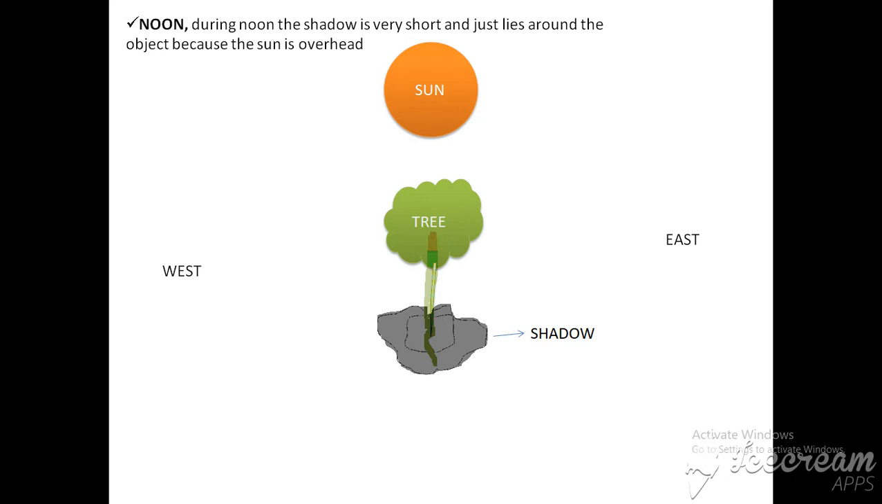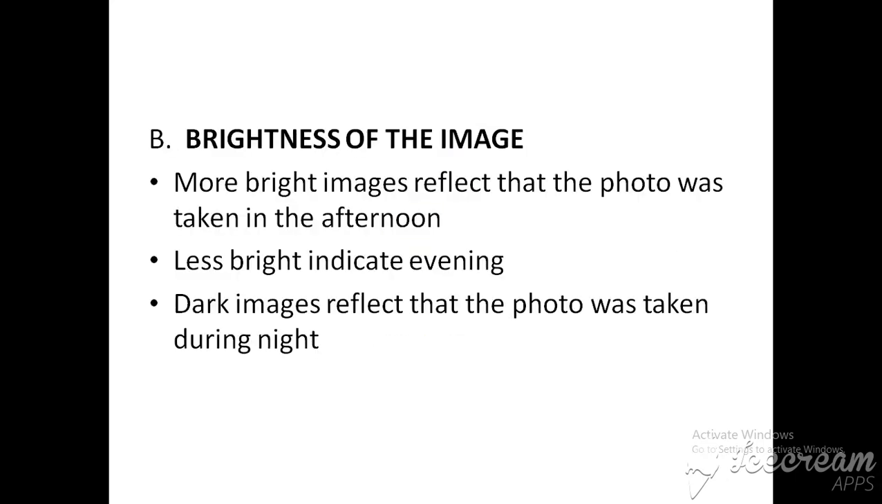And then we have another factor, which is the brightness of the image. If you look at the image's brightness, you can determine the time at which the photograph was taken. For example, if the image is very bright, it means that it is normally afternoon. Then less bright may indicate evening, and normally dark images reflect night time.